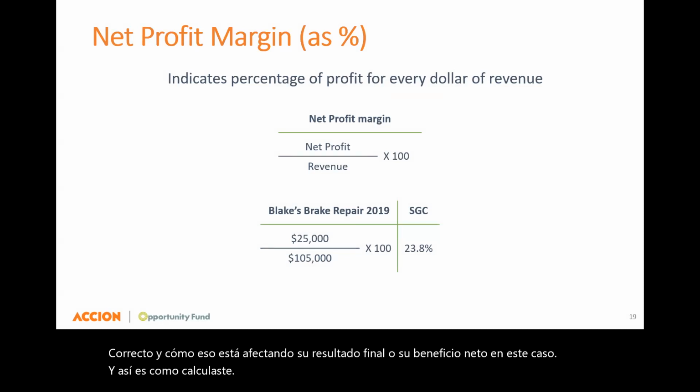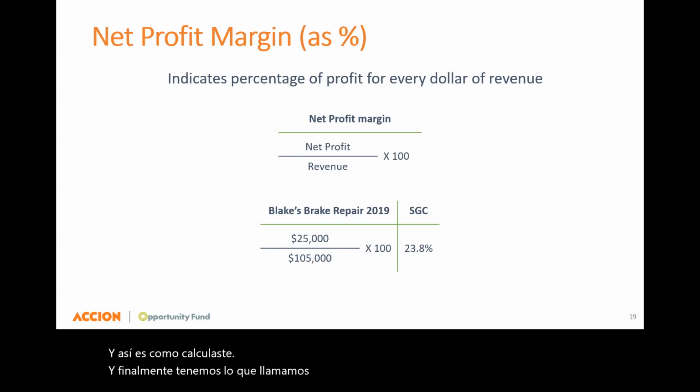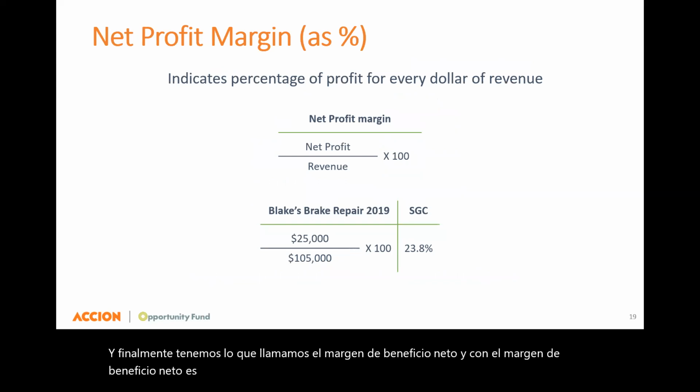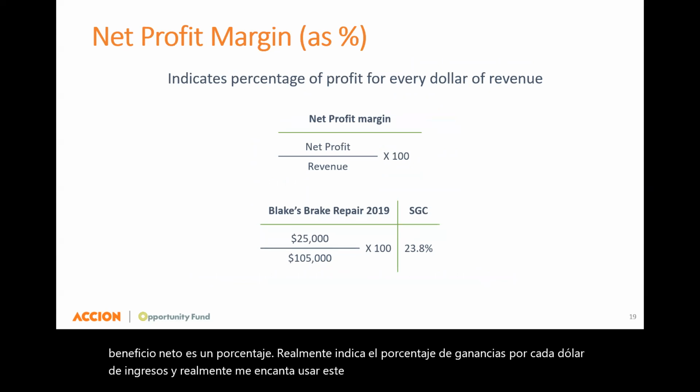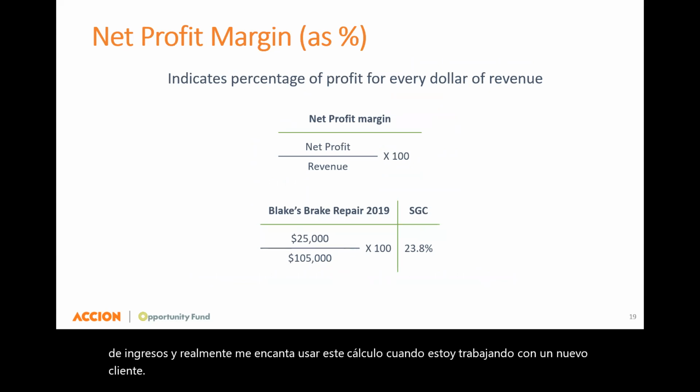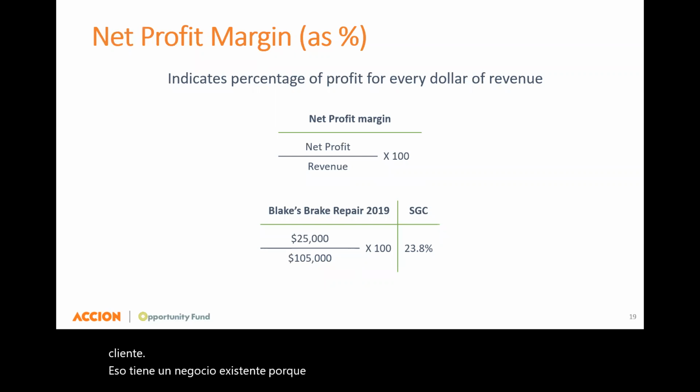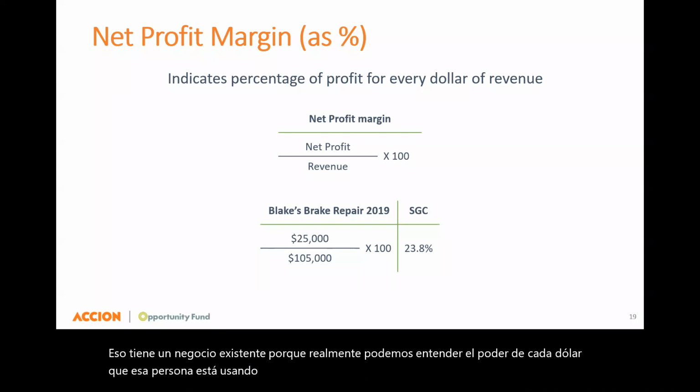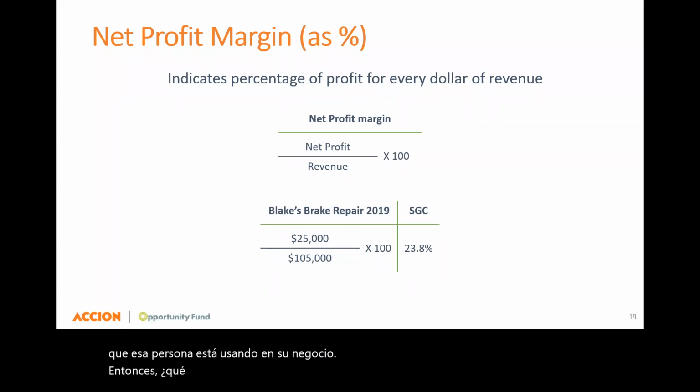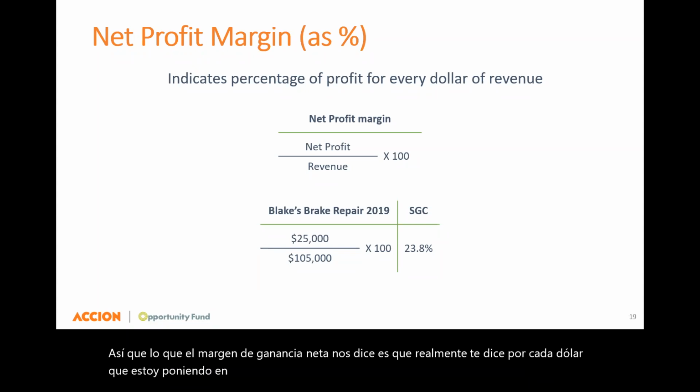And finally, we have what we call the net profit margin. The net profit margin is a percentage. It indicates the percentage of profit for every dollar of revenue. I really love using this calculation when I'm working with a new client that has an existing business, because we can understand the power of every single dollar that the person is using in their business. What the net profit margin tells you is, for every dollar that's in my business, how much of that dollar is profit for me?